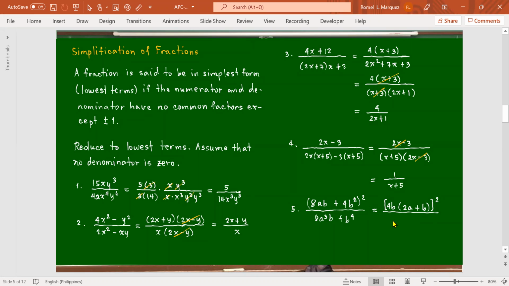And then in the denominator, common is what? What is common in the denominator, children? Guys. What is common? B. Just the b. What is left? For the first term, 8a cubed, right? Second term, b cubed. Okay? But I think this is still factorable, no? The denominator.